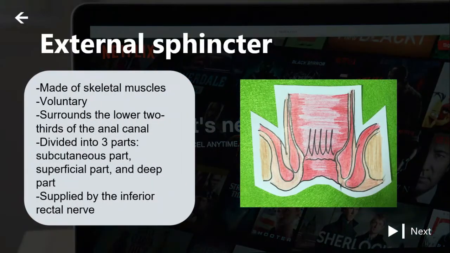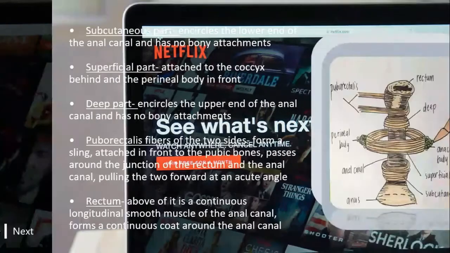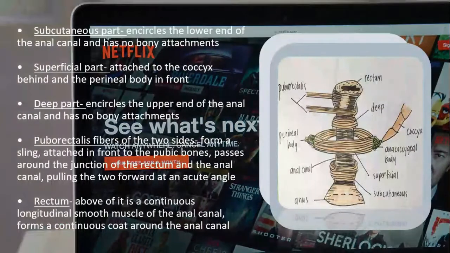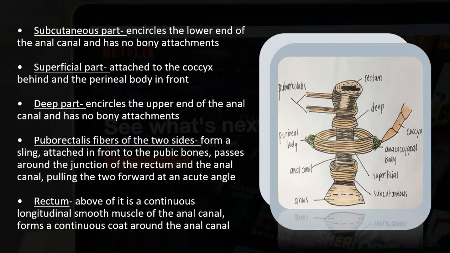Next is the external sphincter, which is made of skeletal muscles, therefore it is voluntary. It surrounds the lower two-thirds of the anal canal. Here lies the external sphincter, and here. It is divided into three parts, the subcutaneous part, superficial part, and the deep part, and is supplied by the inferior rectal nerve.